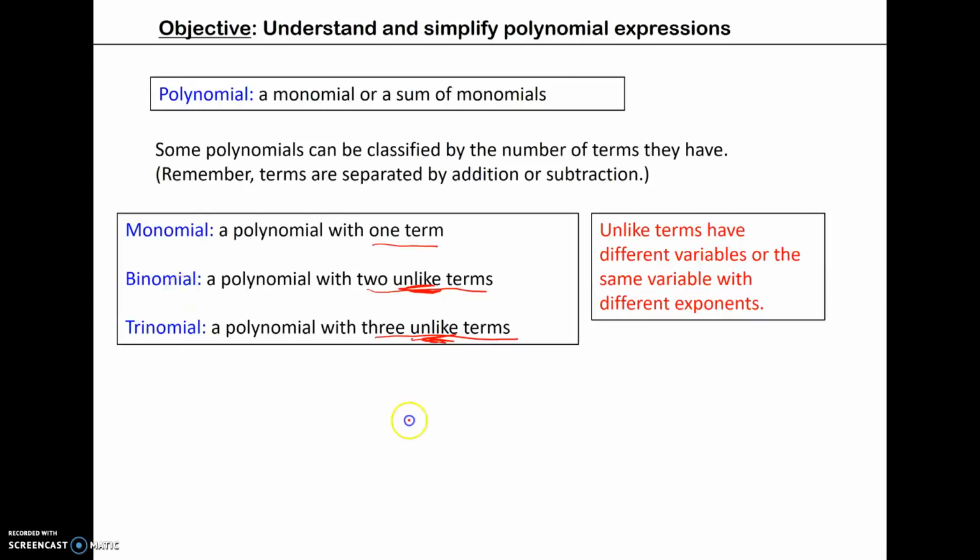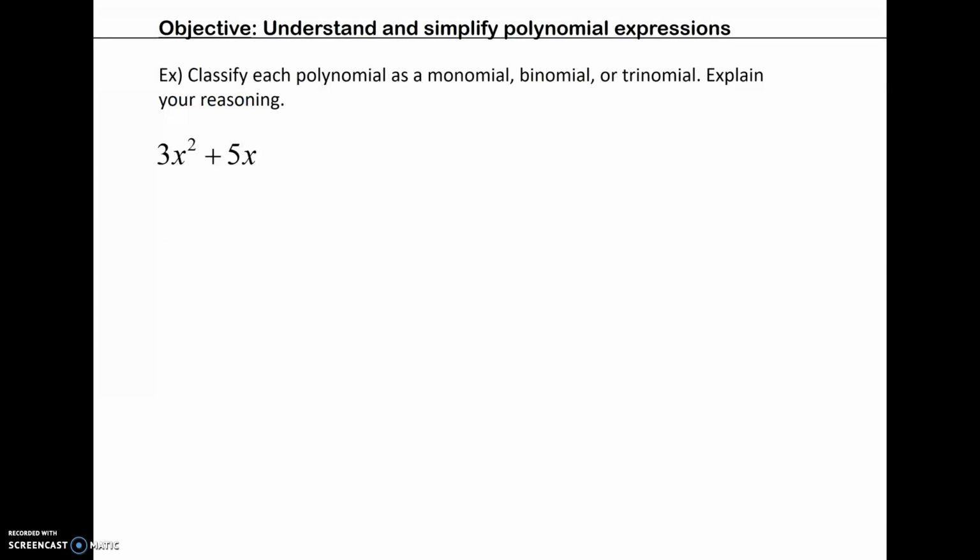So let me go ahead and show you. This right here is going to be considered a binomial. The reason it's a binomial is because there are 2 unlike terms. There you go, terms. 3x squared, 5x, even though they do have an x, they do not have the same exponents. So try this one.